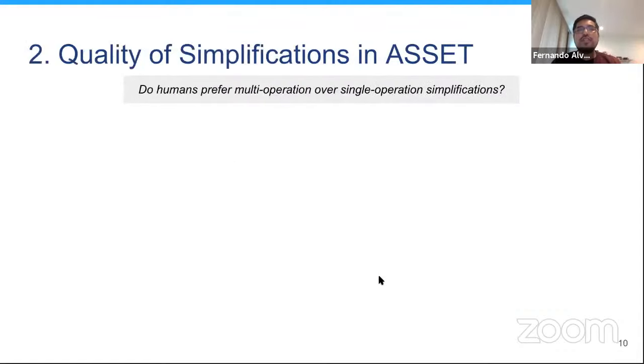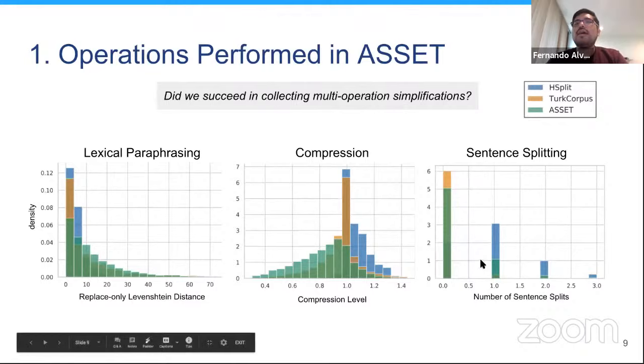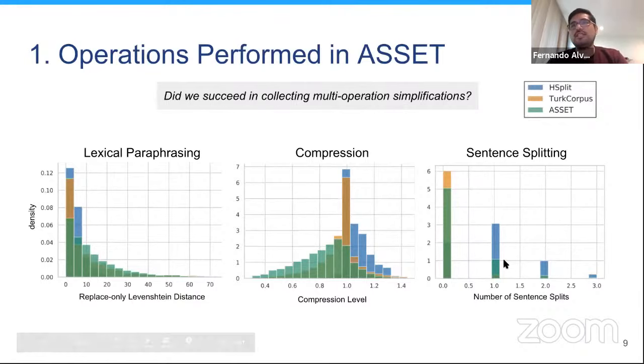In the case of compression, the same case. We perform more compression than the other data sets because, again, that operation was not particularly instructed for the other data sets. And in the case of sentence splitting, we offer more splitting instances than TurkCorpus, which has none. But of course, HSplit, which was focused on sentence splitting, has more variability than us. So results are within expected margins.